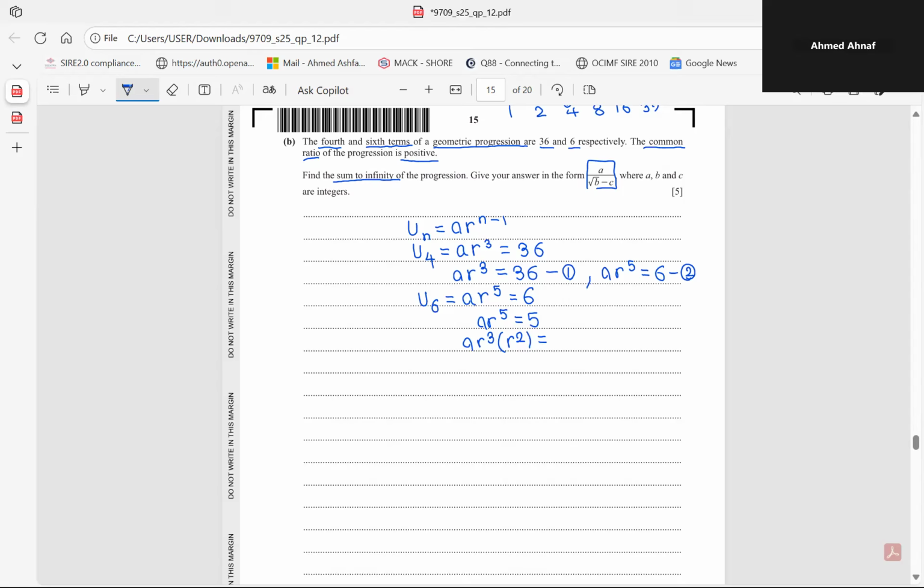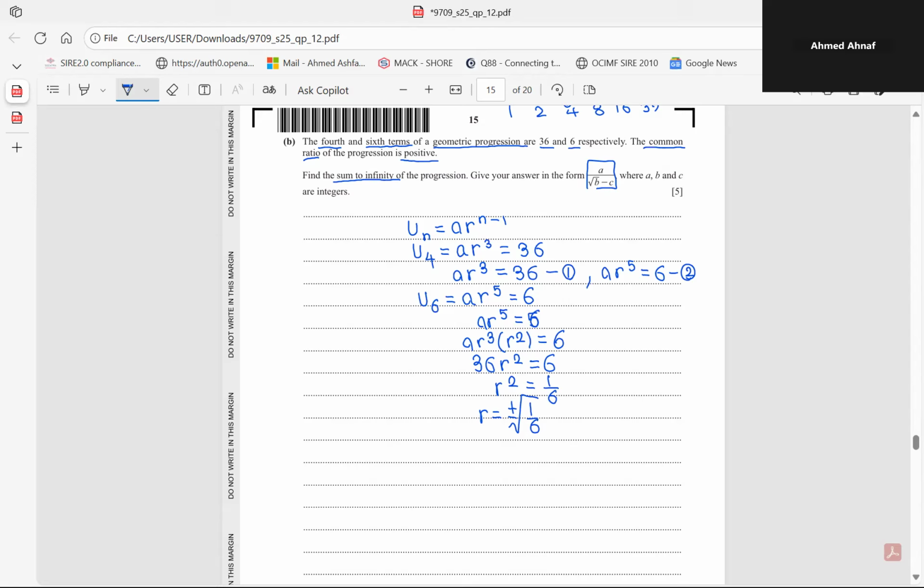That's equal to, oh sorry, this is 6. And now we're going to substitute 36 r squared. We get 36 r squared equals 6. So r squared is 1 over 6. Hence, r would just be the square root of plus or minus 1 over 6.